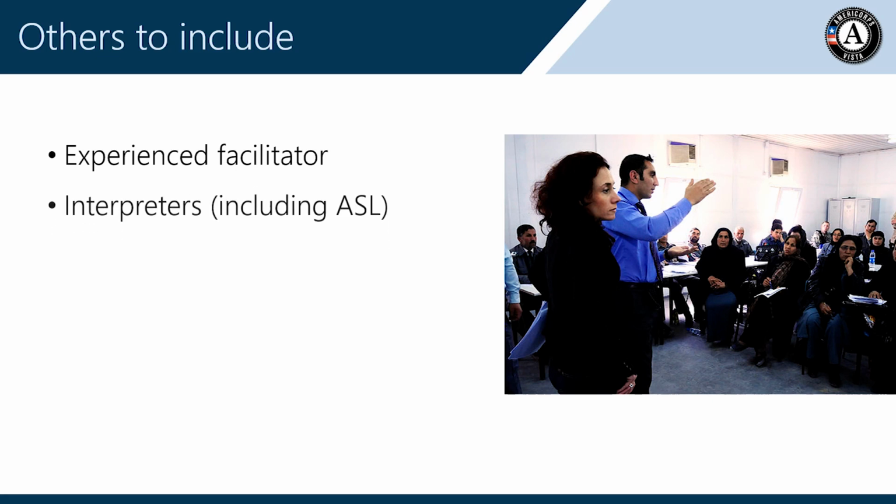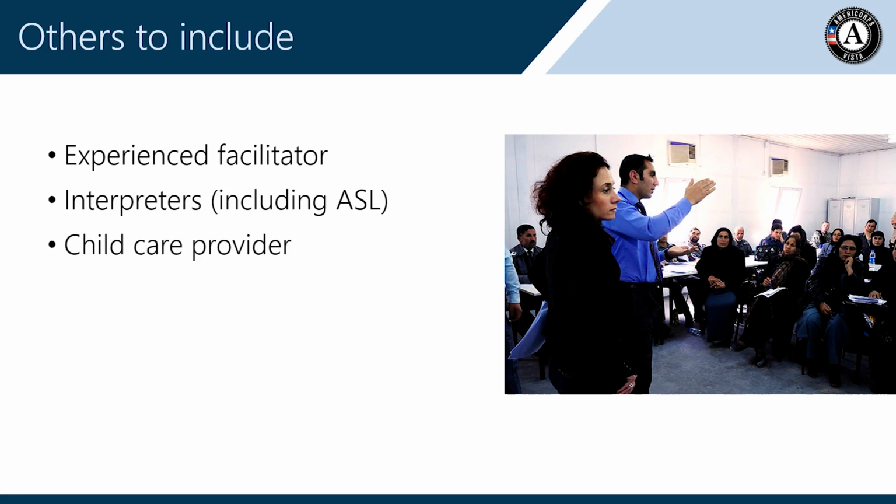Depending on who your participants are, include interpreters, whether for spoken languages or sign language. If participants are likely to have small children, consider offering childcare in a room close to the meeting, and arrange a childcare provider. Finally, there are a variety of roles that can be filled by colleagues or partners, depending on the size of the meeting, the agenda, and the participants.